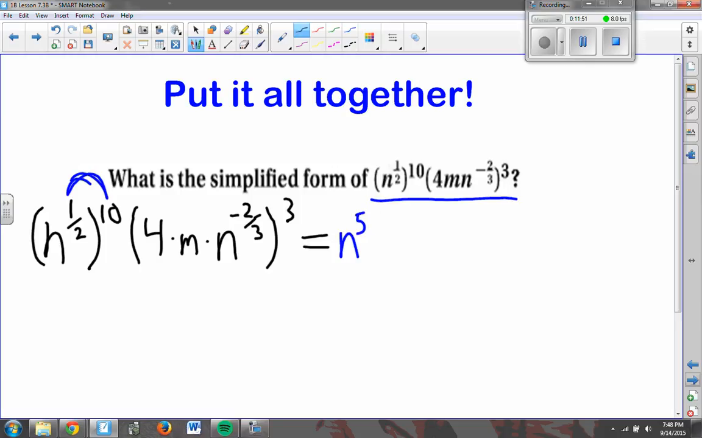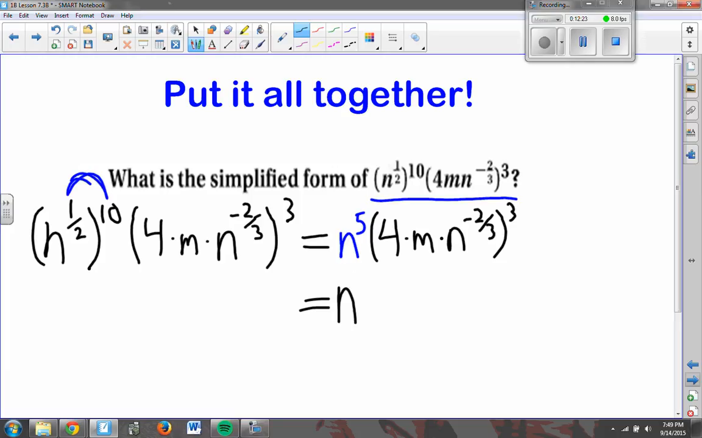And then I still have times this whole mess, 4 times m times n to the negative 2/3, all of that to the 3rd power. Okay, that's what I'm going to deal with now. We can see that we have three different pieces inside of that parentheses, all raised up to the 3rd power. So our rule for today says I can take that 3rd power and just change it over to every one of my pieces individually. So that's what I'm going to do first.